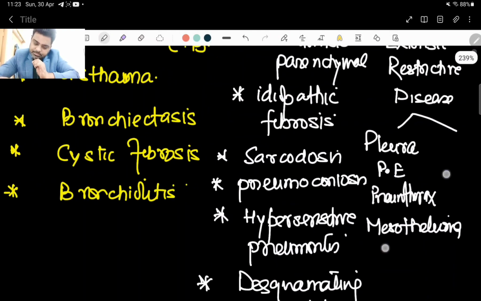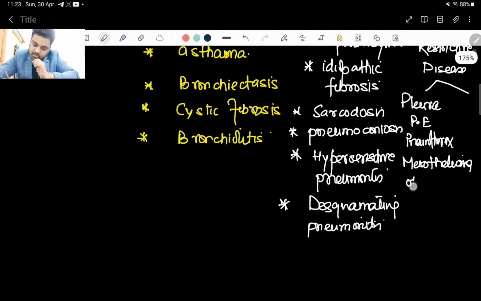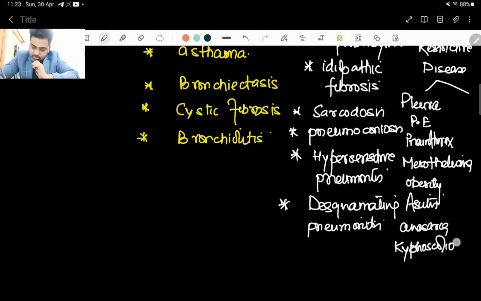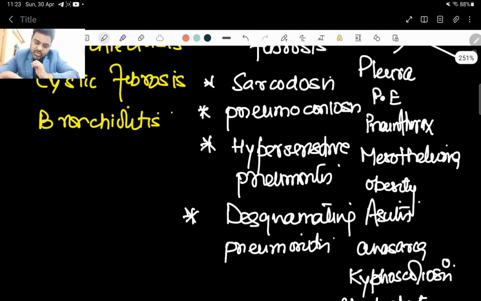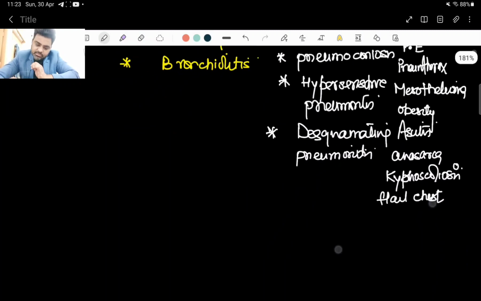Then there are certain other causes like obesity, then ascites, then anasarca, that is generalized edema like in nephrotic syndrome or protein-losing enteropathy, then kyphoscoliosis, then you can have flail chest. So these are the causes of extraparenchymal restriction. And there are other causes, you have to remember three important ones.